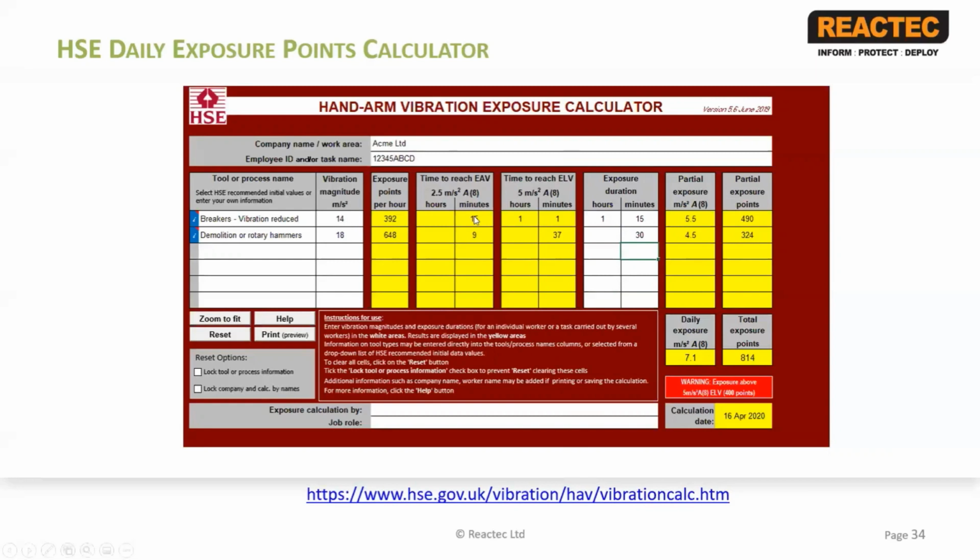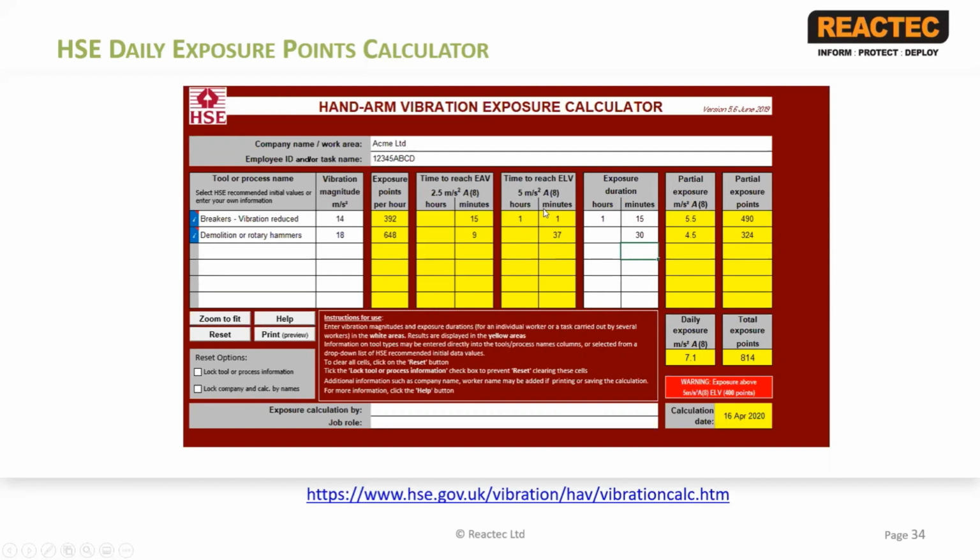It will then also advise the time that it would take using a tool of that vibration magnitude to achieve, first of all, the exposure action value, which you can see here is showing in the A8 scheme, so an A8 of 2.5 meters per second squared. It also shows you the time that it would take in hours and minutes to reach the exposure limit value. Again, the limit value is expressed in A8 terms here.